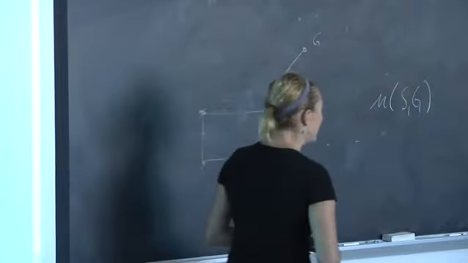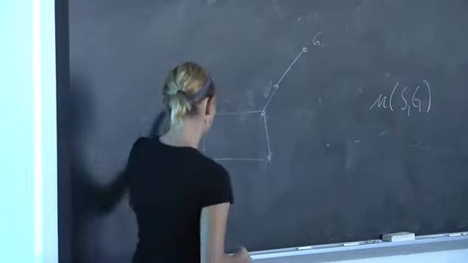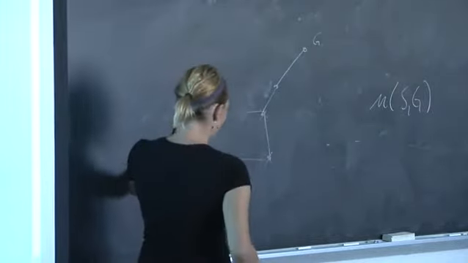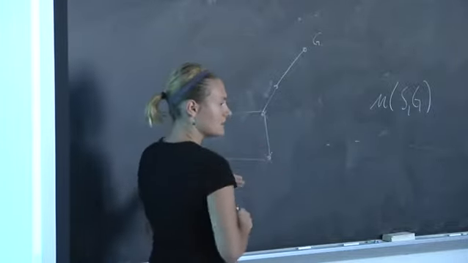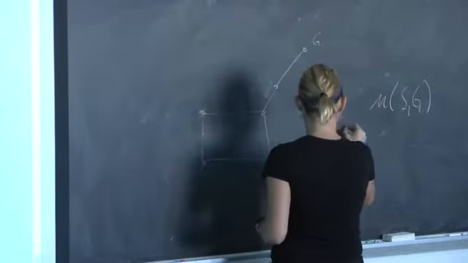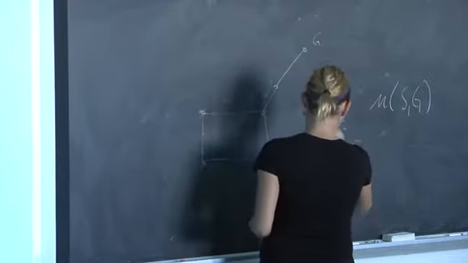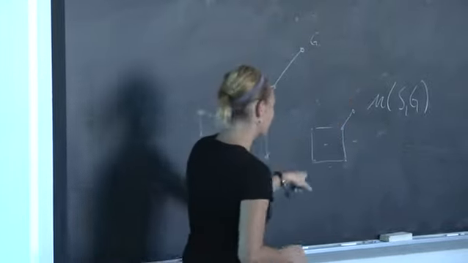Okay, so how would we do that? The first thing to notice is that there are a couple of graphs that are between S and G. So what can we do? We can contract this edge, and that gives us this graph. We can contract this edge, and that gives us this graph again.